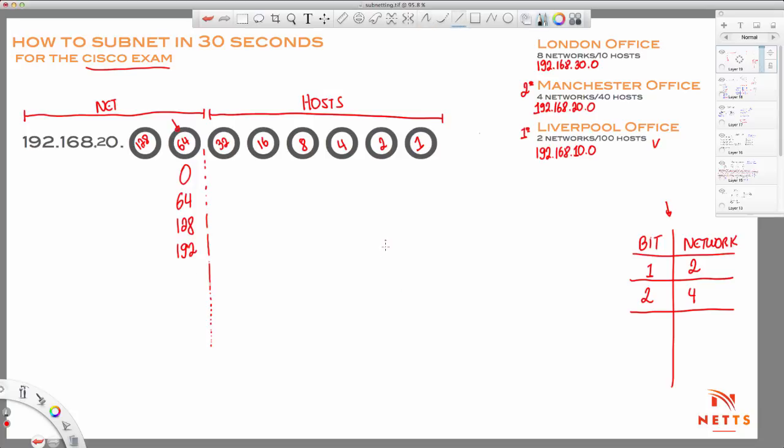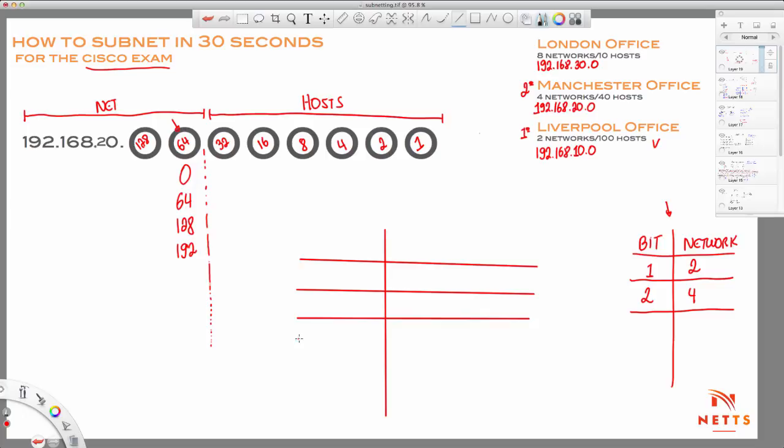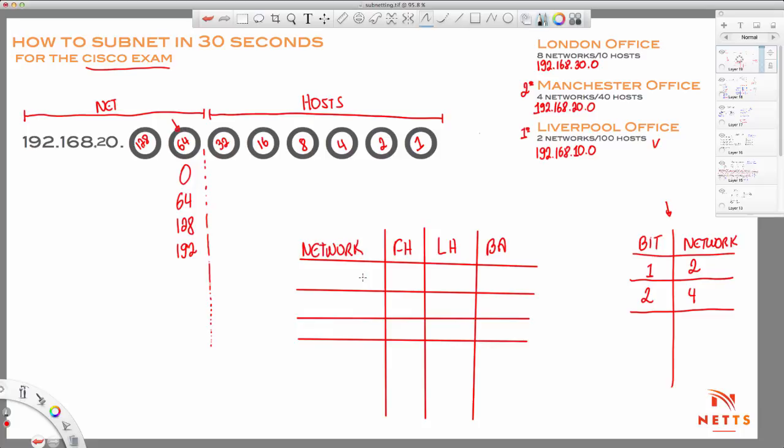Because I got my 4 networks, I will build my network table, okay, with 1, 2, 3, and 4. I'm looking for the first host, the last host, and the broadcast address. And this is the network itself. So let's work on that.